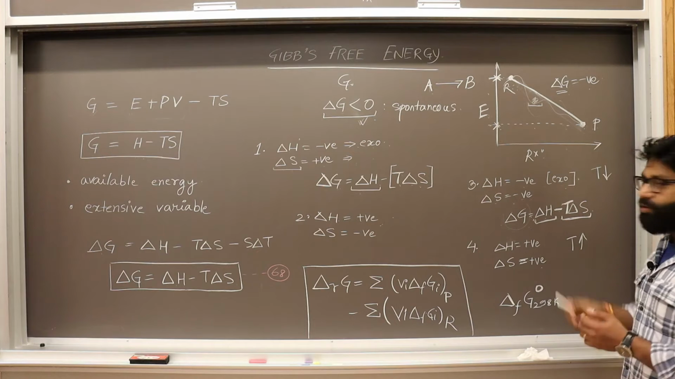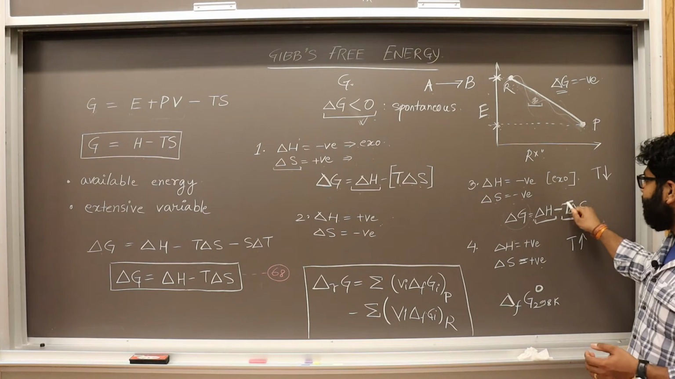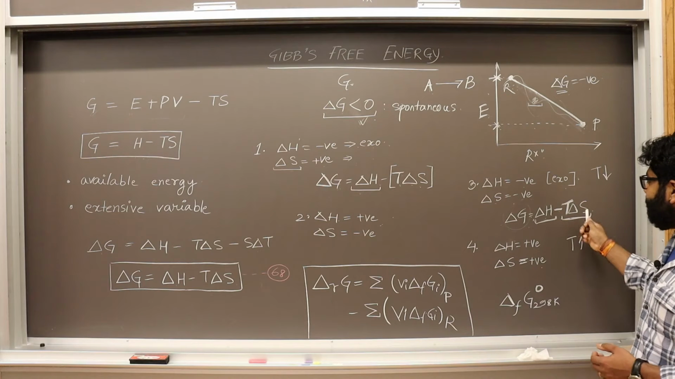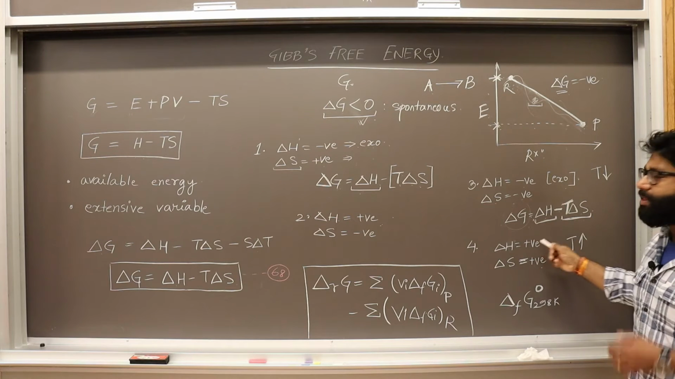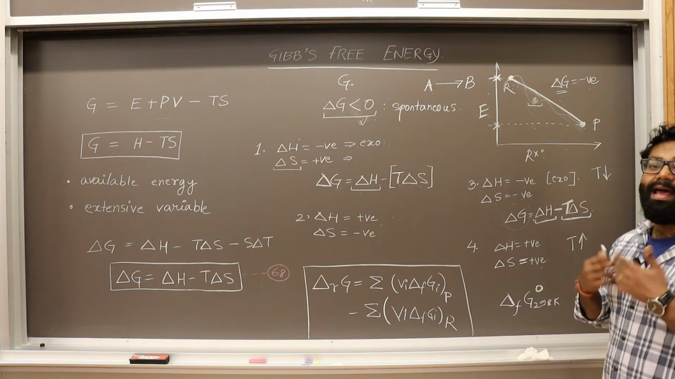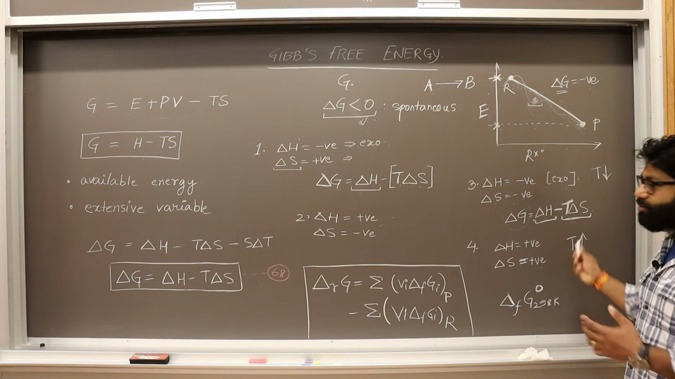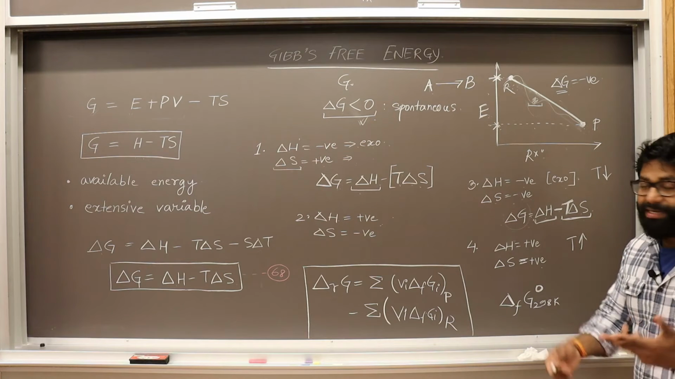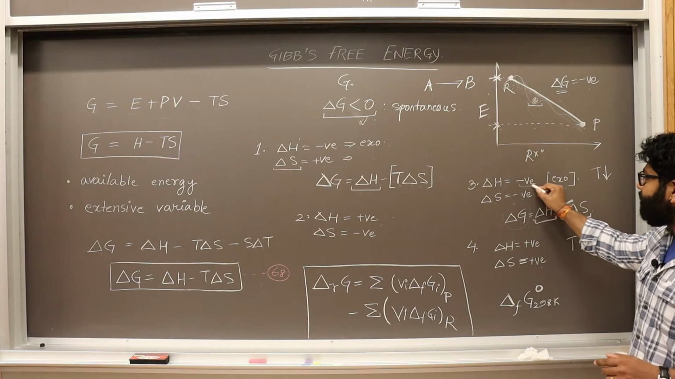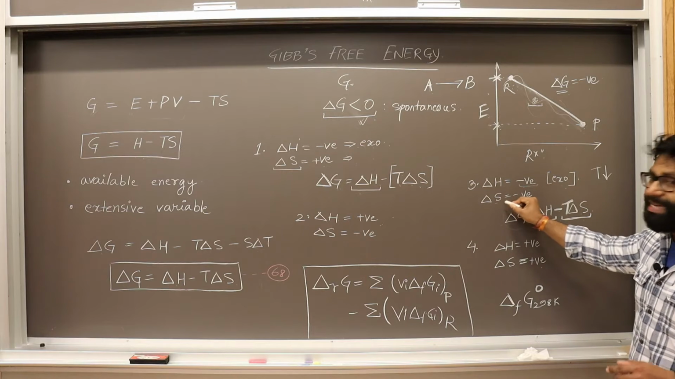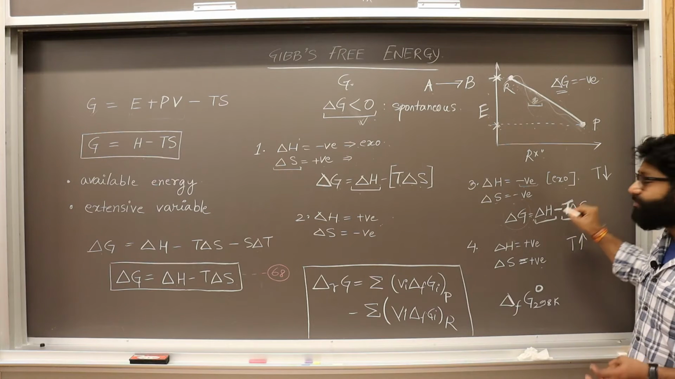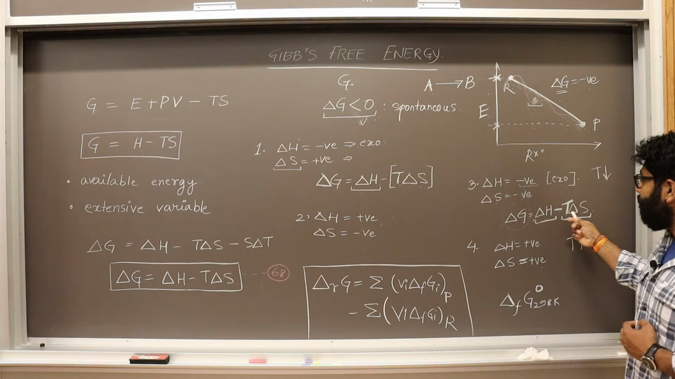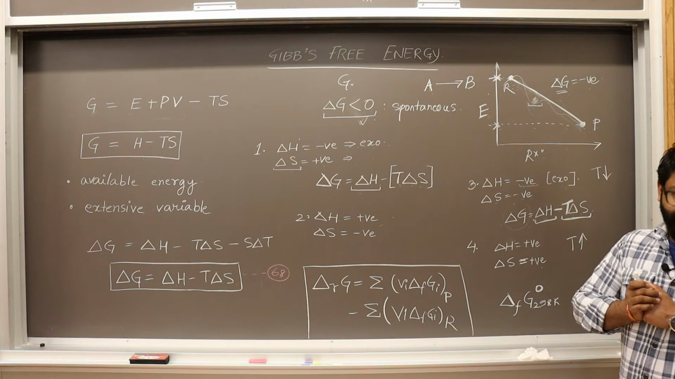How are you going to reach that? You decrease the temperature. When you decrease the temperature, this whole thing tends to become more negative. And when it becomes more negative, it is becoming more and more spontaneous. Therefore, for an exothermic process with a negative delta S, the reaction will become more spontaneous when you decrease the temperature.